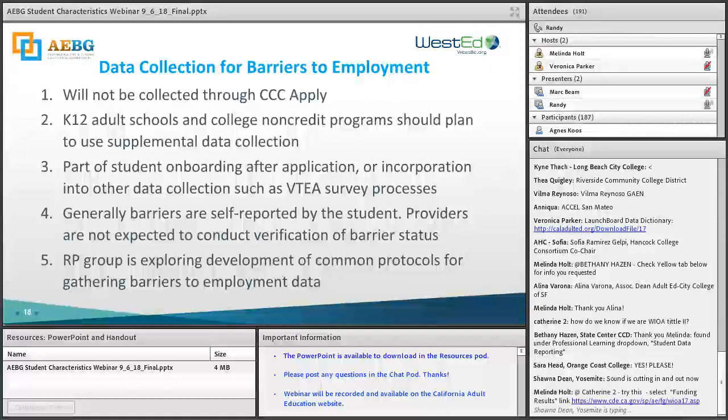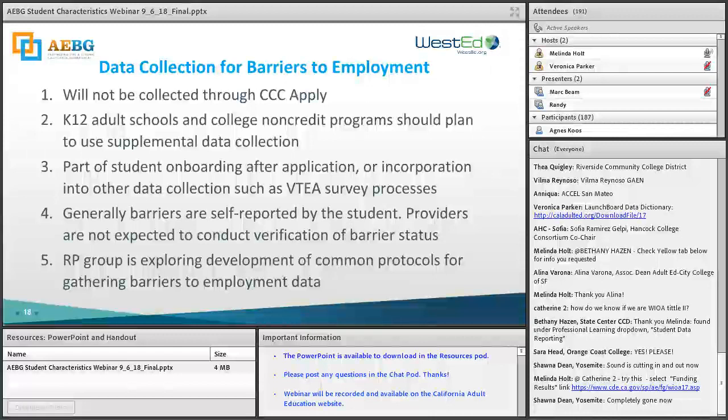And the fact of the matter is 40% of non-credit programs in the state don't use CCC Apply, because non-credit students just don't complete it. They don't make it through the process because of all the residency questions and the other kind of sensitive information it's trying to collect from them.